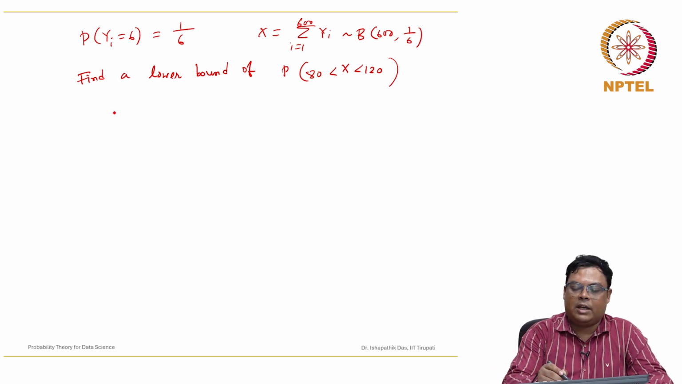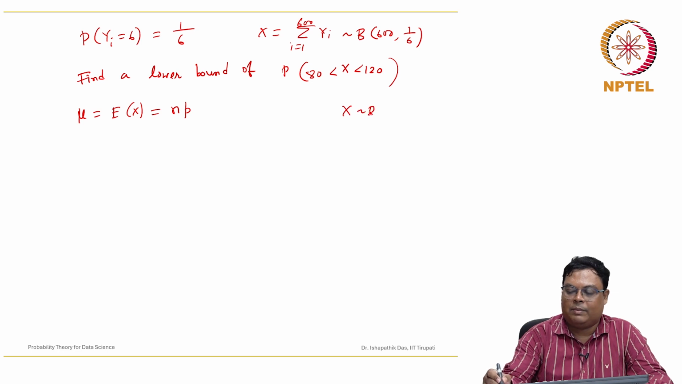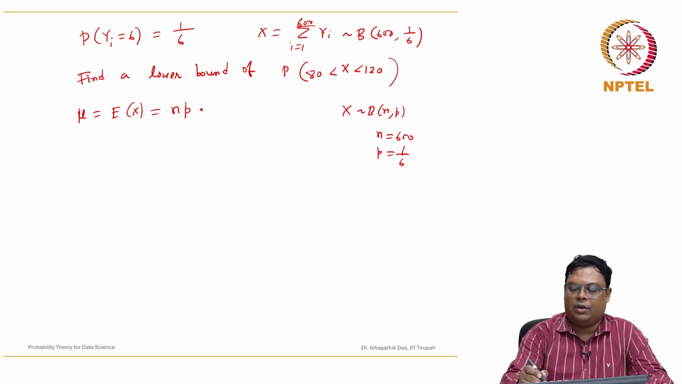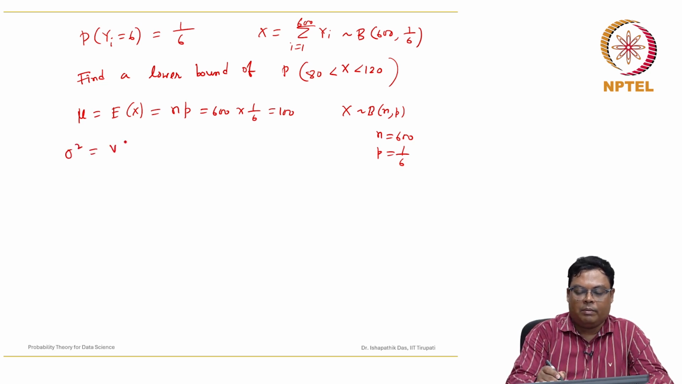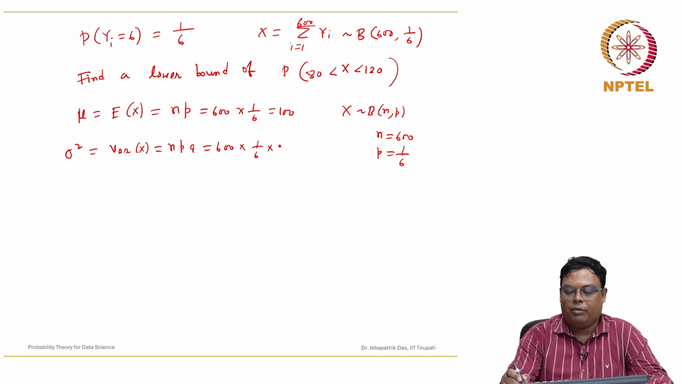Now let us find the expected value of X. Let us denote it mu, which for the binomial case is np. Here n is equal to 600 and p is equal to 1/6, so this is 600 into 1/6, which is equal to 100. Then what is the variance? Sigma squared, the variance of X, is npq. So this is 600 into 1/6 into q, where q is 1 minus p, so 1 minus 1/6, which is 5/6.